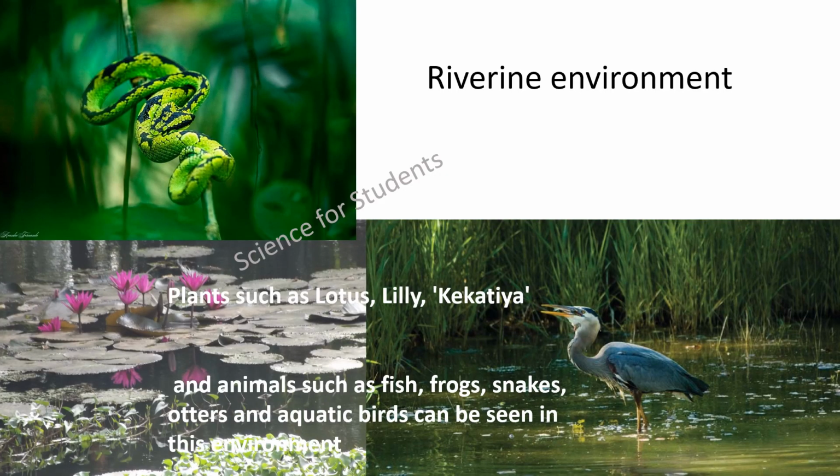Examples for riverine environments. Here you can see. Then what are the plants we can see there? Lotus, lily, cactus. Then what are the animals? Fish, frogs, snakes, otters, and aquatic birds can be seen in this environment.